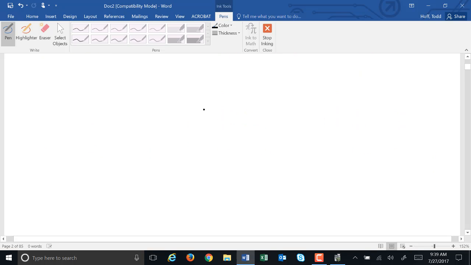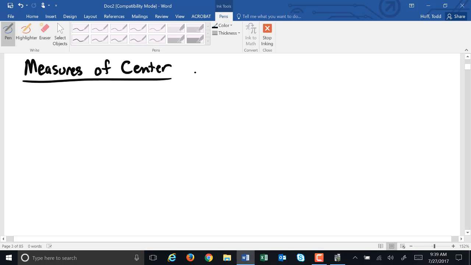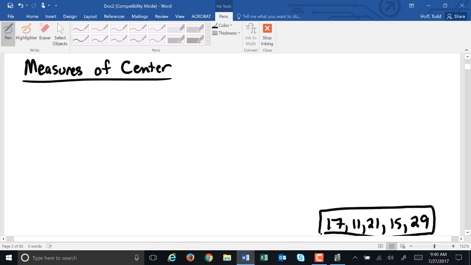So let's talk about measures of center. To do this, I'm going to give us a simple set of numbers to work with. 17, 11, 21, 15, 29 is our set of numbers. So our first thing we need to look at is the mean.